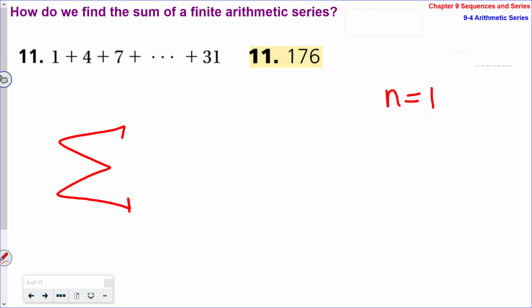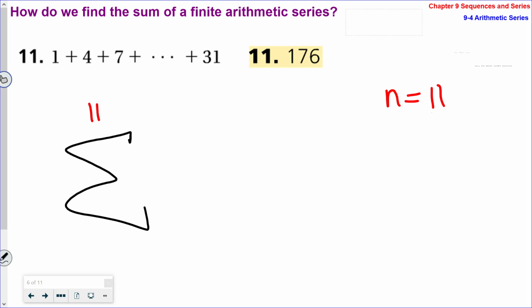The number of terms goes on top. N equals 1 goes on bottom. And inside the parentheses, we have to put the explicit formula. What is the explicit formula? We learned about the explicit formula 2 days ago.